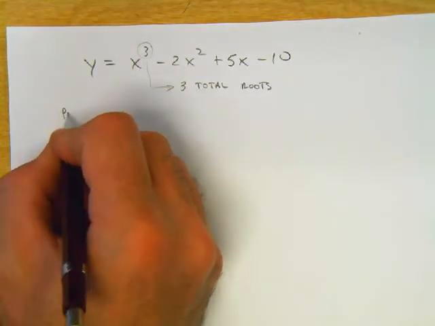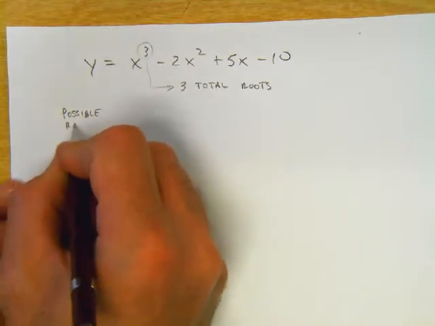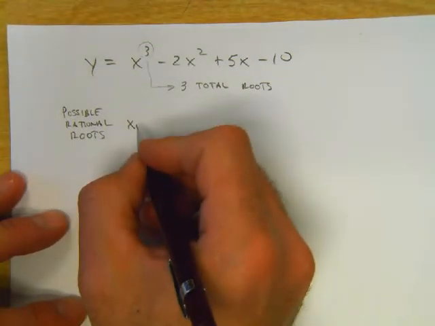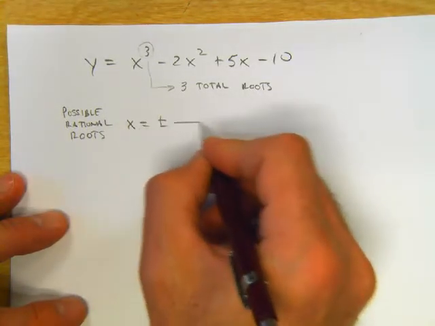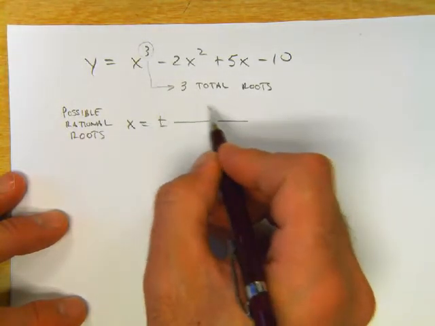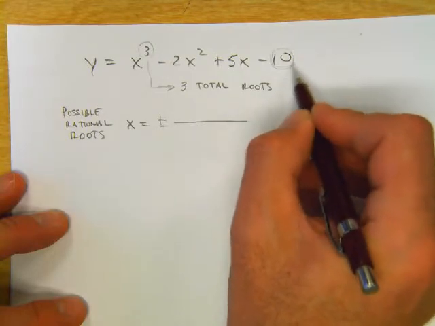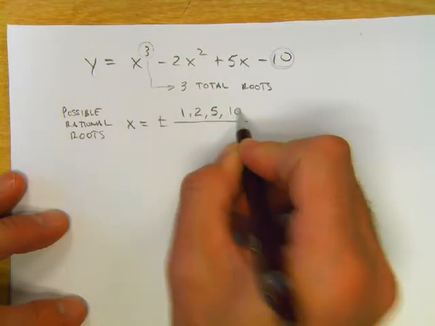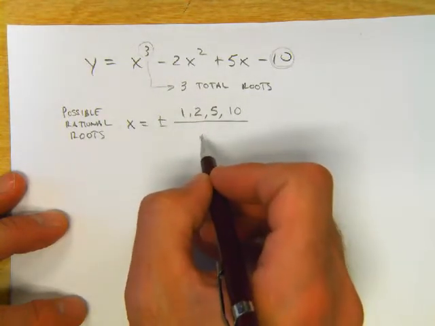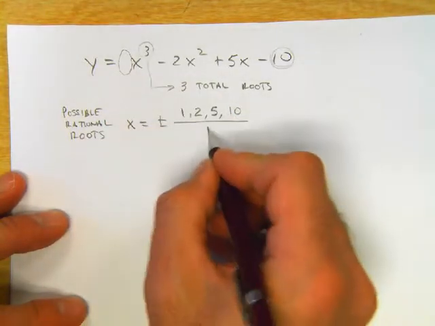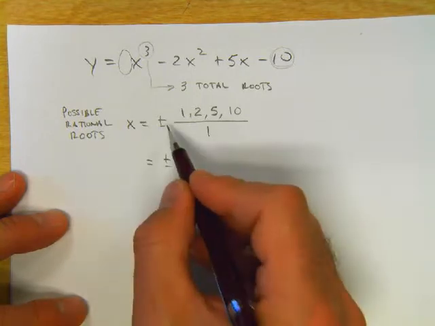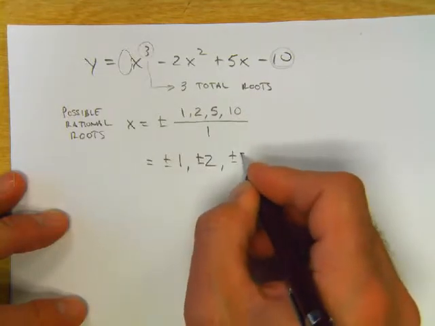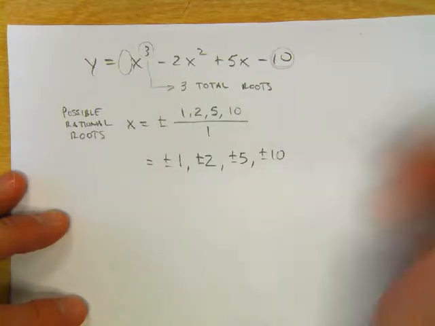Next, let's determine what the possible rational roots are. These are the x-intercepts. Plus or minus, you'll remember in the numerator, it's factors of the constant. So factors of 10: 1, 2, 5, 10. And in the denominator are factors of the lead coefficient, which is 1. So the possible rational roots are plus or minus 1 over 1, plus or minus 2 over 1, plus or minus 5 over 1, plus or minus 10 over 1.